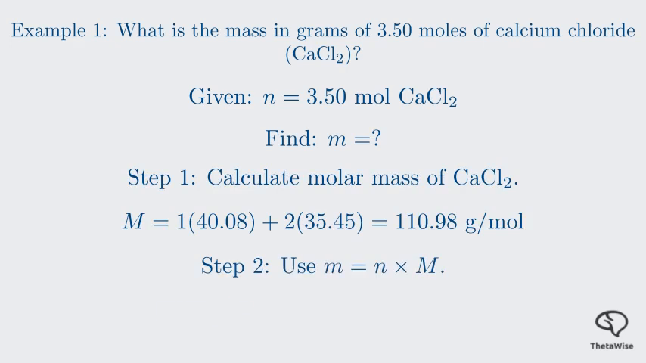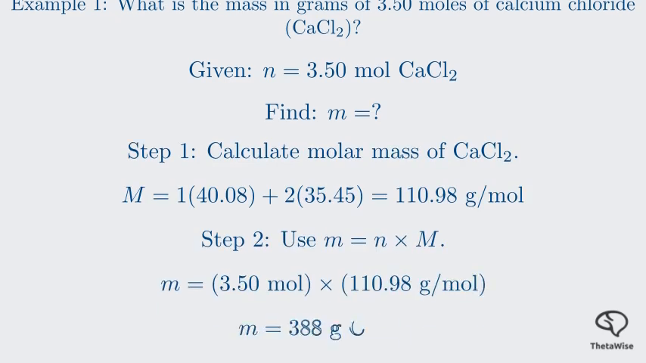Now we use our mole equation. Mass equals moles times molar mass. 3.50 moles times 110.98 grams per mole gives us 388 grams of calcium chloride. Notice how the mole units cancel, leaving us with grams, which is the unit for mass.